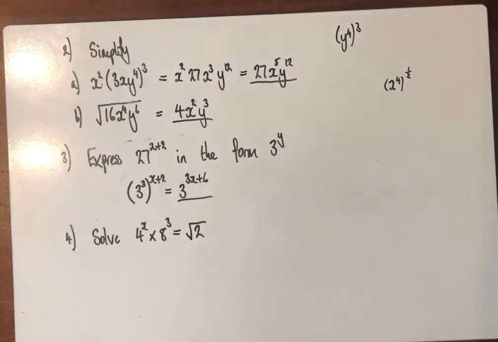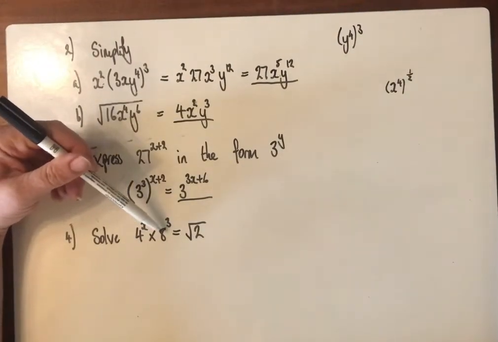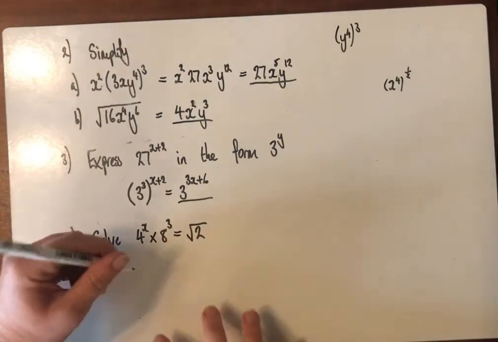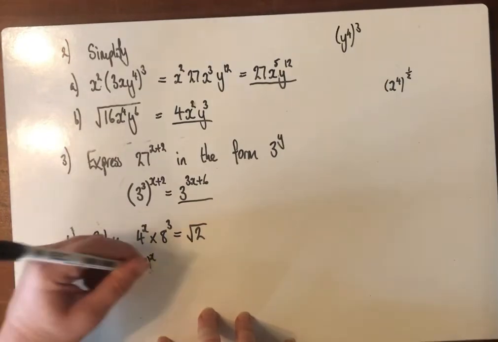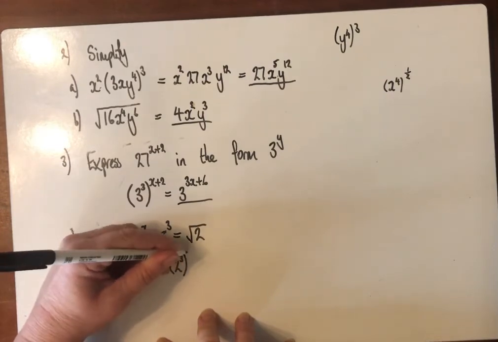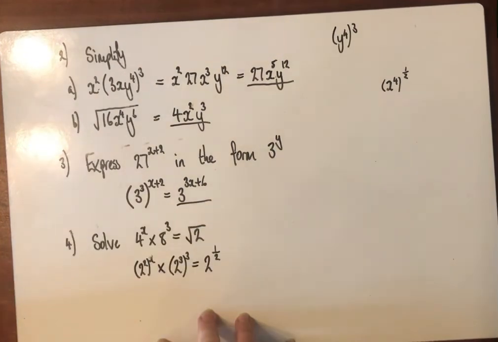And the trick with these questions is to get them all with the same base, and normally that would be the lowest number that you can have as a base for each one. So I can write 4 as 2 squared and 8 as 2 cubed, and 2 is 2 to the power of a half. So 4 is 2 squared, 8 is 2 cubed, and that's equal to root 2, which is 2 to the power of a half.